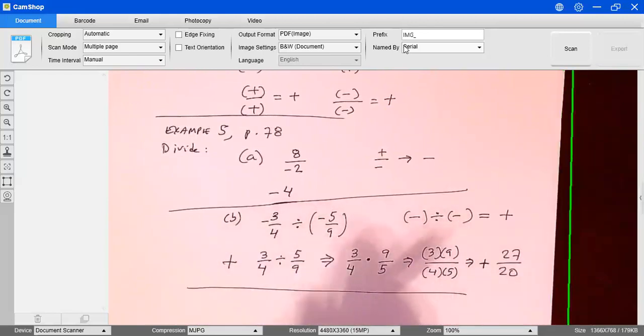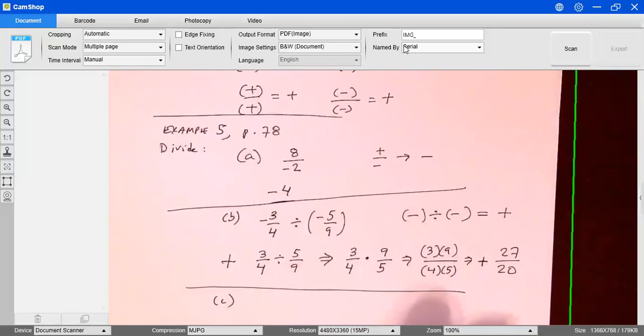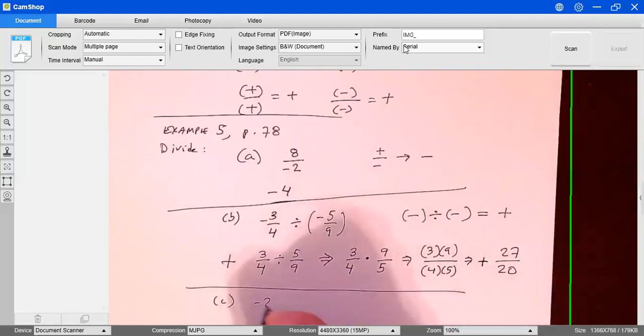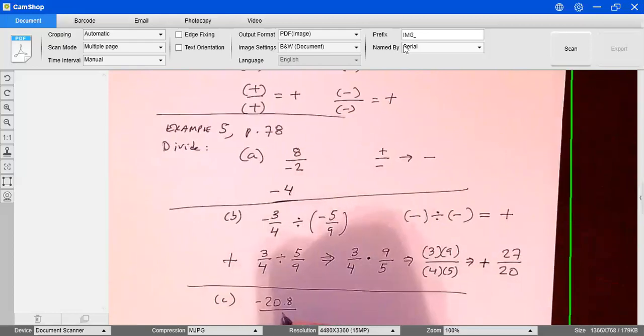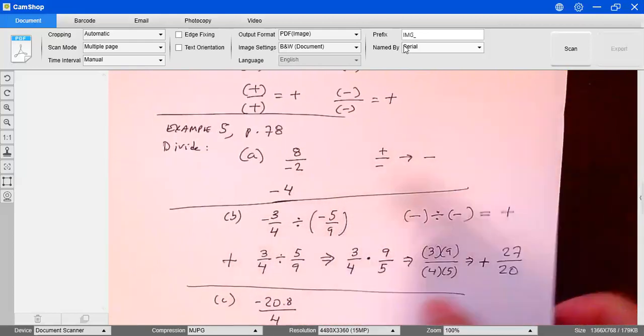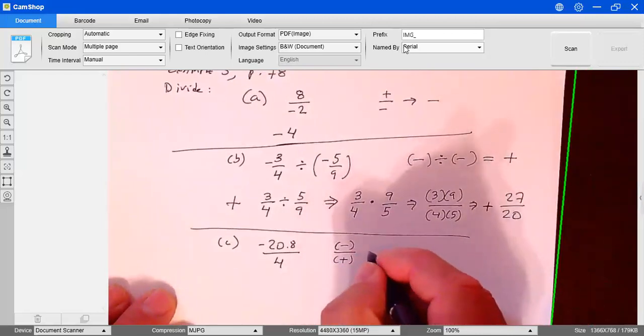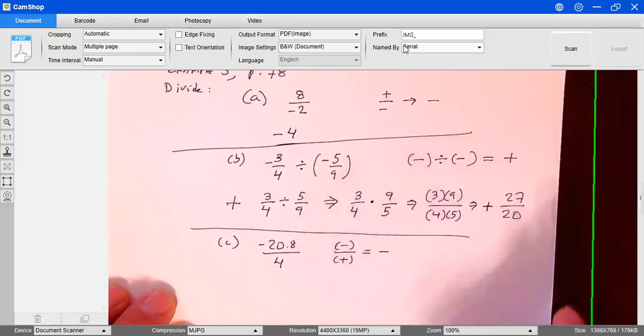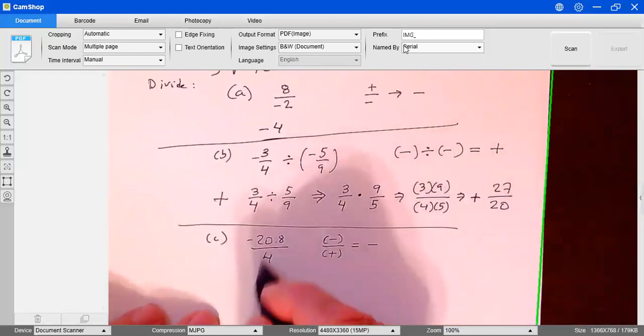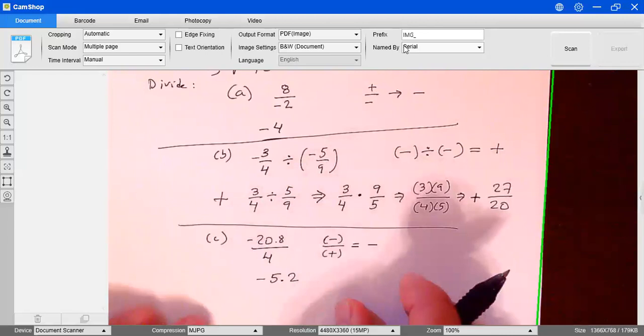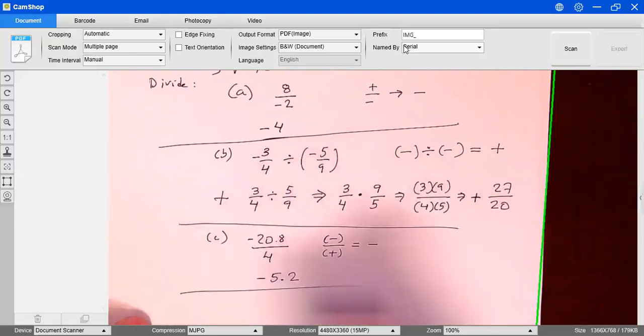Now we have another case. The next case is just negative 20.8 over 4. So here you have a negative over a positive, so you know that the answer is going to be negative. And just divide this either by hand or using a calculator. So you're going to get negative 5.2. So that's the answer for this one.